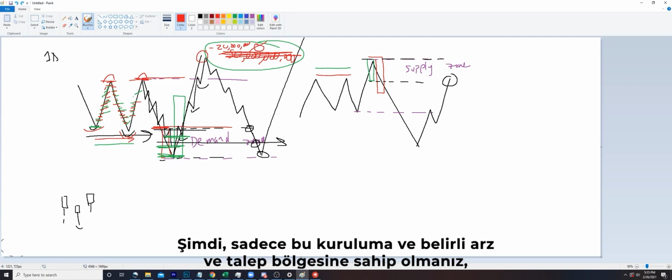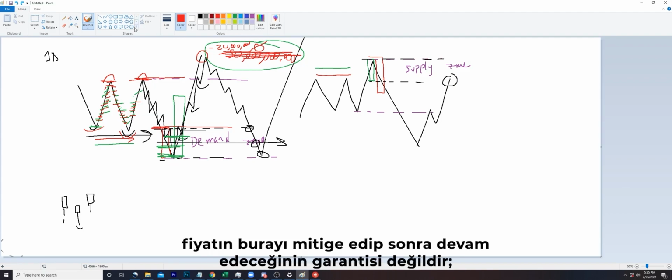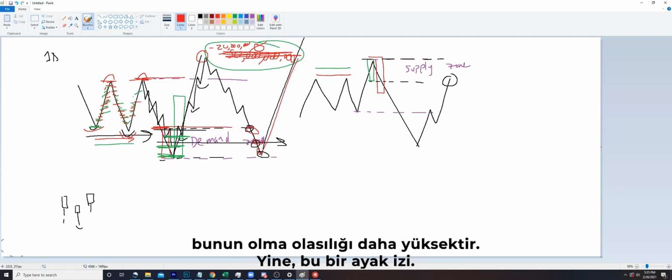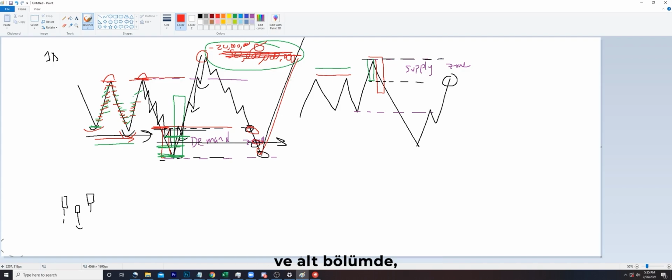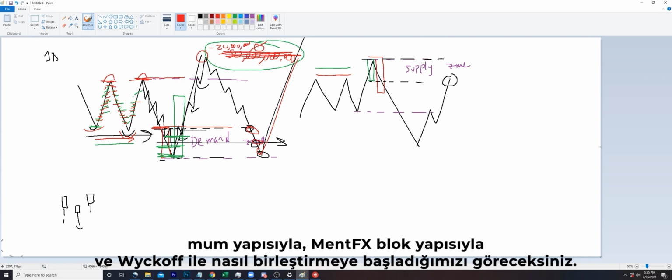Now, just because you have this setup and the specific supply and demand zone does not mean you're guaranteed to see price mitigate it somewhere and then continue. The probability of this happening is higher. Again, it's a footprint. We are not 100% sure about what happened in this area. And that is why over the next few sections and subsections, you're going to see how we begin to merge these areas of supply and demand zones with our ideas of structure, candle structure, MentFX block structure, and Wyckoff.